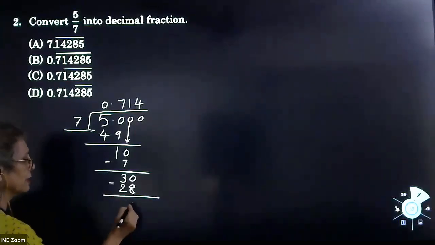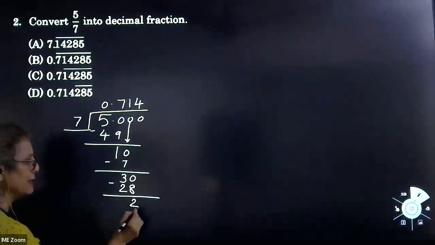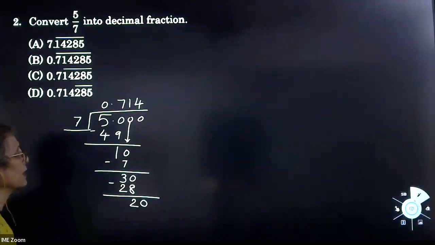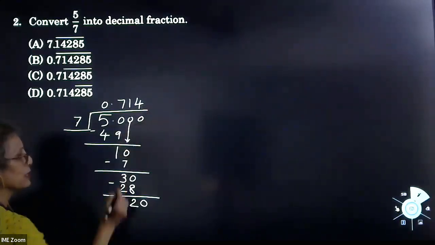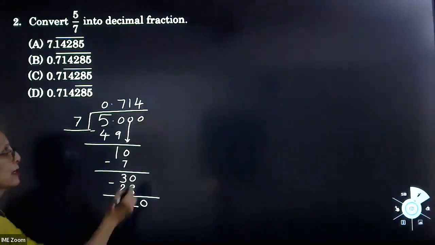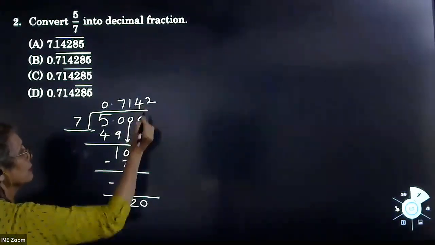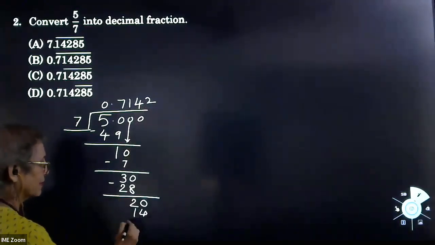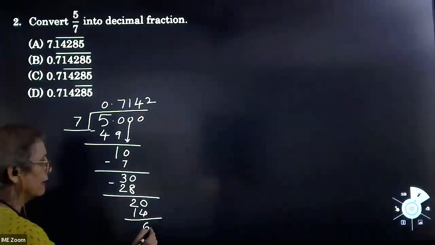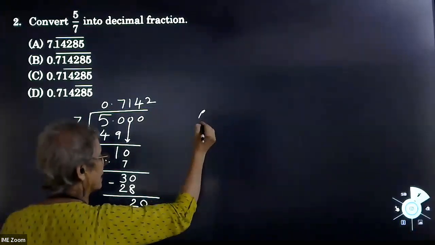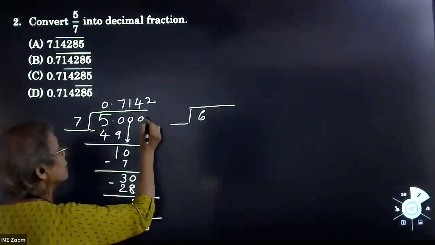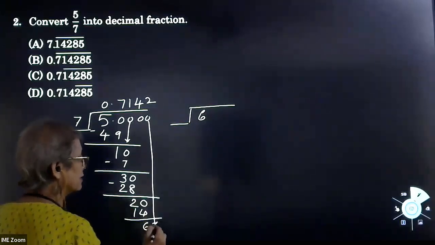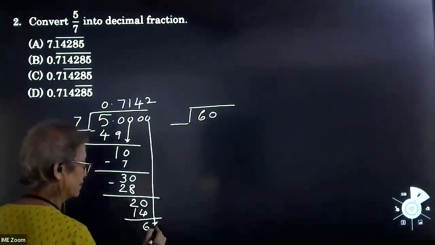Every time do subtraction, the same division process. 20. Again now 7 twos are 14, because 7 threes are 21, and this is larger. Therefore 7 twos are 14. What is remaining? 6. Now I will take this 6 over here. Let us add one more 0 and bring it down. So it will be 60.